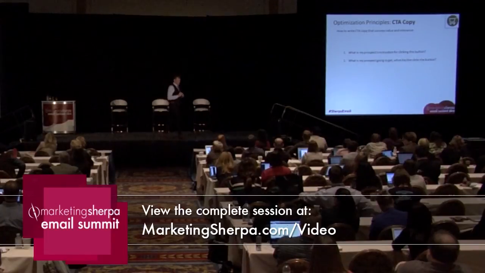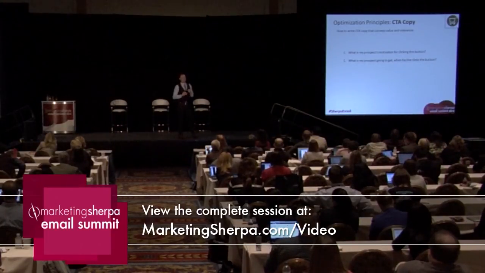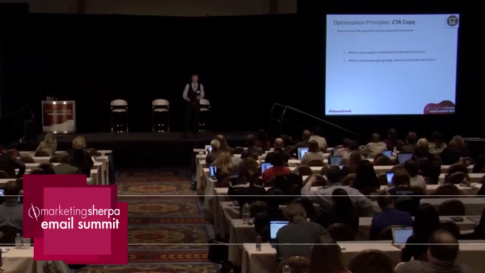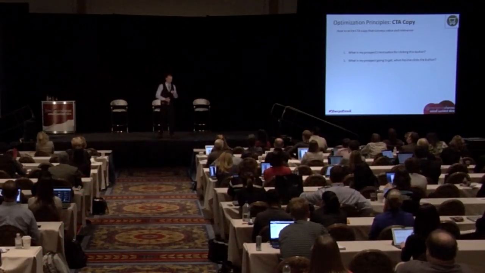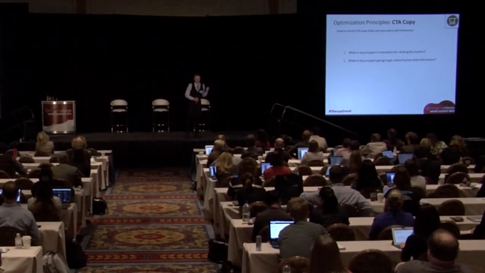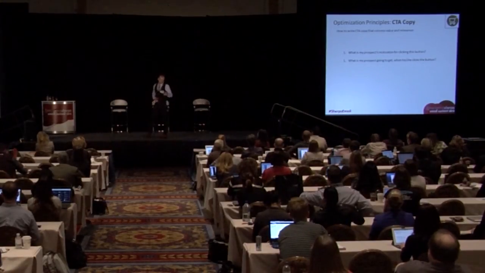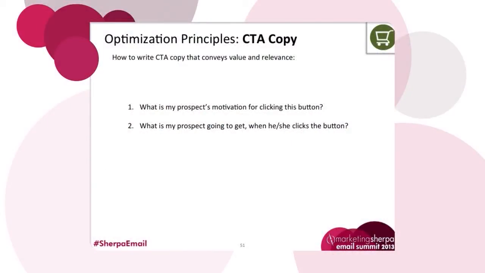Okay, so if you want to write call to action copy that conveys value and relevance and converts, you can ask yourself two questions. I just realized I forgot to write two on the second bullet point. Anyways, the two questions are, what is my prospect's motivation for clicking this button? And the second one is, what is my prospect going to get when he or she clicks the button? The answers to these questions are the basis for your new optimized button copy. Of course, you'll have to tweak it and massage it and, most importantly, test it, but it's a great basis for getting it right.